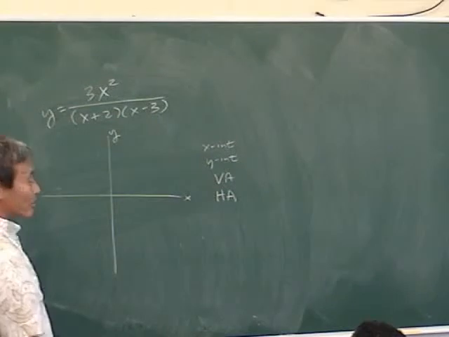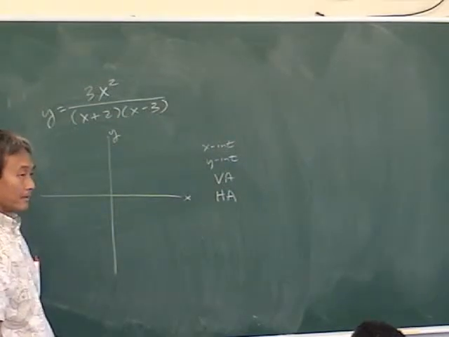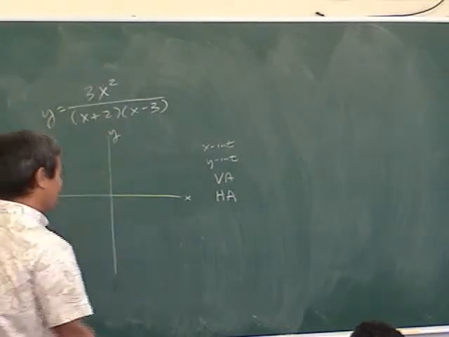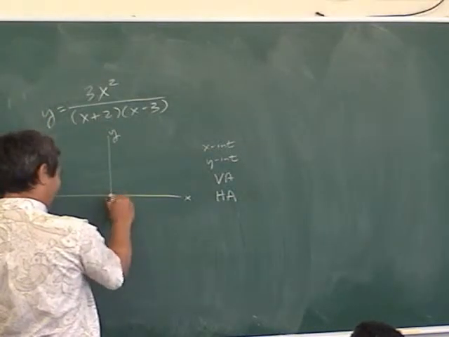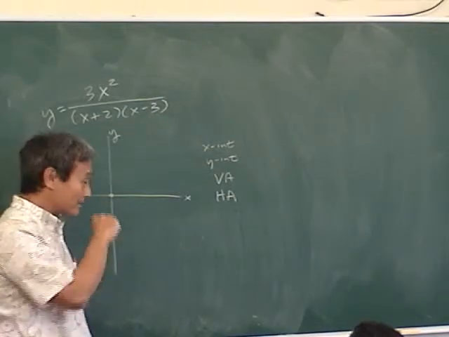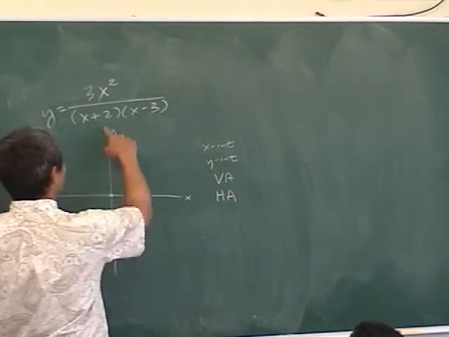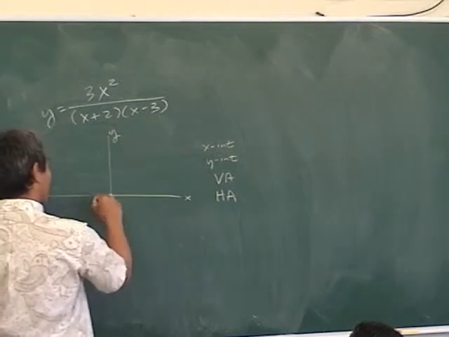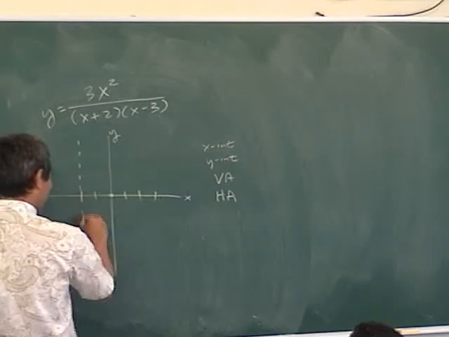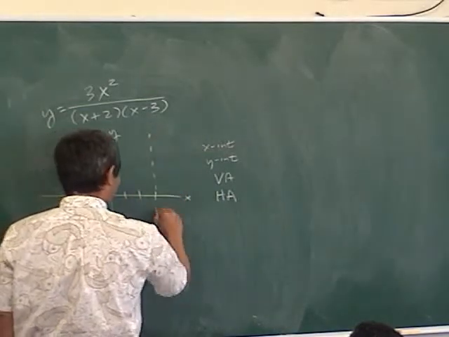Okay, x-intercept, what do you do? 0. When is the top 0? Look at the top. When is it 0? 0. Now again, if the x-intercept is 0, does that mean the y-intercept is 0? Yes. Yes! Vertical asymptote is when the bottom is 0. What makes the bottom 0? Okay, so x equals -2, x equals 3.